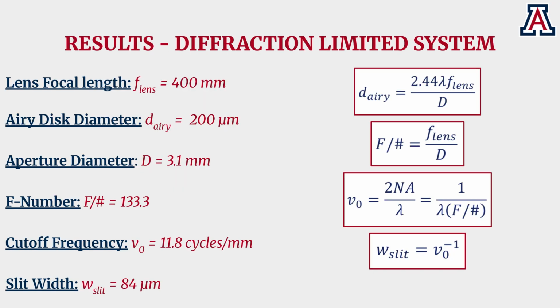expected. To measure the line spread function of our system, we first set up the diffraction limited system. Given the resolvable resolution of our micrometers, an Airy disk diameter of 200 micron is chosen. From this, and the focal length of the testing lens, we calculate the aperture diameter as 3.1 millimeters, and the slit width as 84 micron. These are validated using the microscope and its micrometer to measure the dimensions.